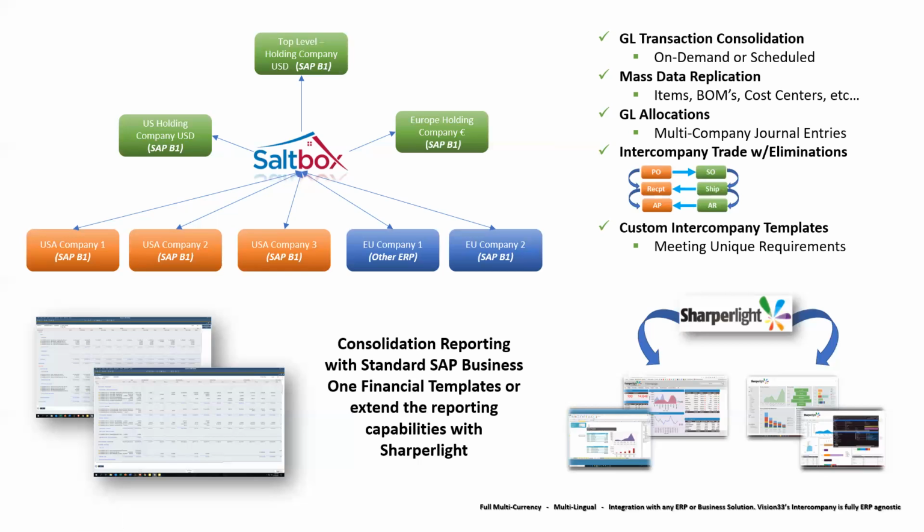Now, there is an alternate reporting solution, and that's a feature called Sharper Light. Sharper Light will give you the ability to pull data out of these databases or out of the consolidated database and do some pretty nifty financial reporting through a web browser without having to create new Crystal Reports in Business One. There's some really nice report templates you can use with Sharper Light.